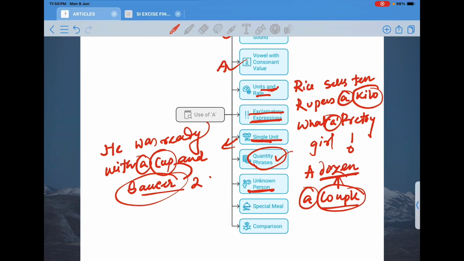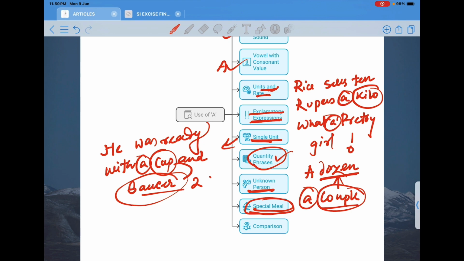Next is special meal. When you talk about a special meal to celebrate something or in someone's honor. For example, "A dinner was arranged to welcome the principal." So before a special meal, "a" is used.